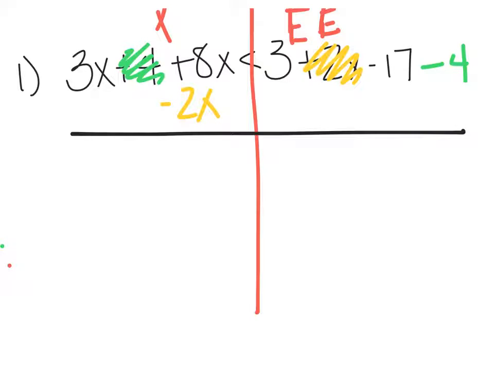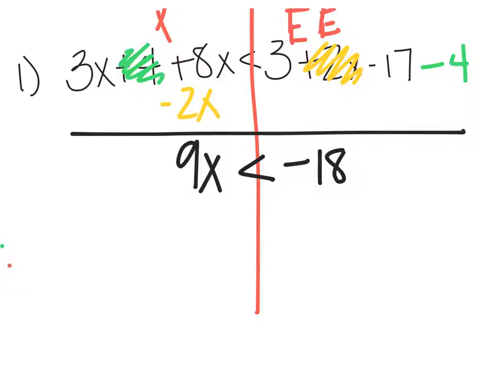So I have 3 plus 8, which is 11 minus 2. It's going to give me 9x on the left side is less than. And then on the right side, I have 3 minus 17 minus 4, and that is going to give me negative 18. I would suggest using your calculator to help you figure that out. So now I have 9x is less than negative 18.